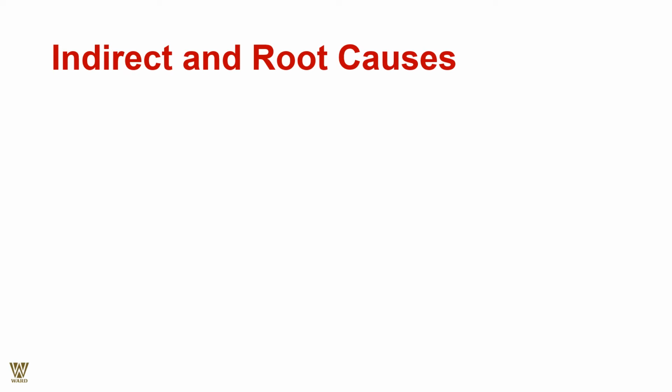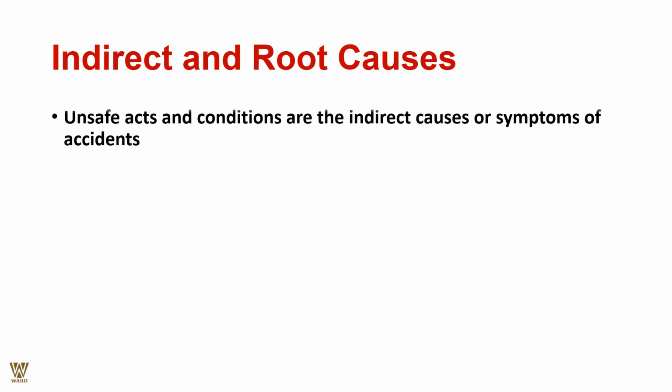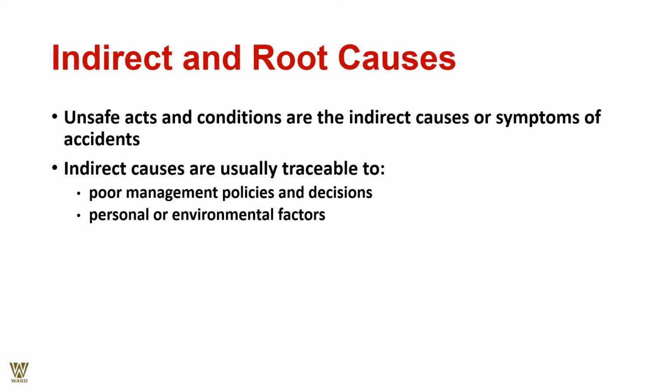Now let us understand the indirect causes and the root causes. What are the indirect causes? Unsafe acts and unsafe conditions are indirect causes, the symptoms of the accident. Unsafe conditions might be the fluctuation in the temperature, the availability of lighting, or absence of it. So this is all about the unsafe acts and conditions, which might be an indirect cause.